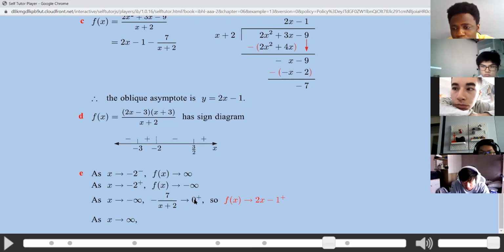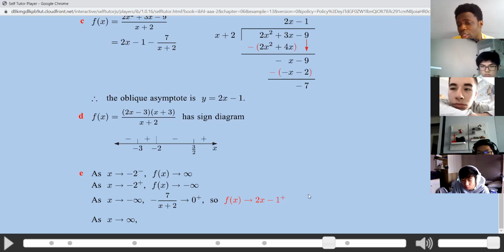If it approaches 0 from above, it means f of x itself approaches 2x minus 1 from above. That's why you have this. Okay? Similarly, for plus infinity, everything here becomes plus infinity, which means the entire fraction becomes 0 minus. Are you with me? It means the function approaches 2x minus 1 from below.